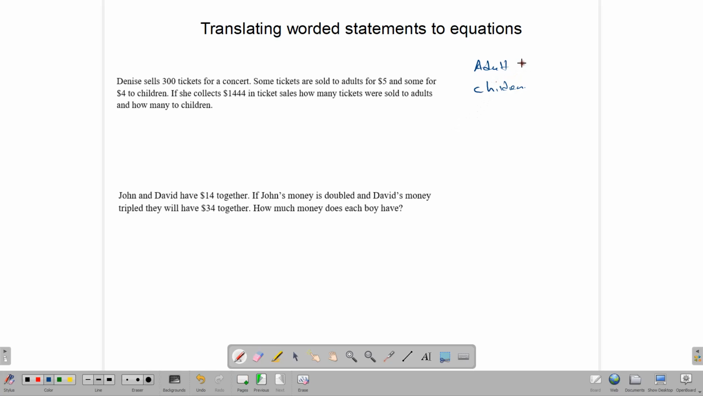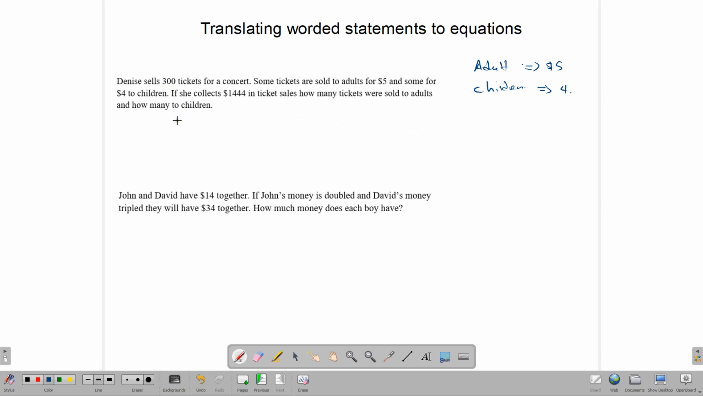If we say the cost of the adult ticket is $5 and the cost of the children's ticket is $4, then we can use some letters to represent them. Well, what do we know first up? We know that she sold 300 tickets.